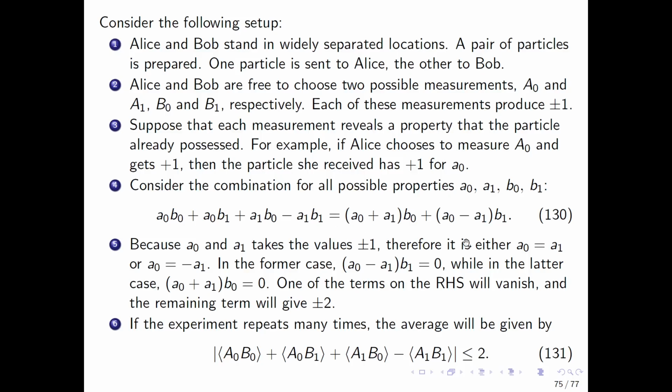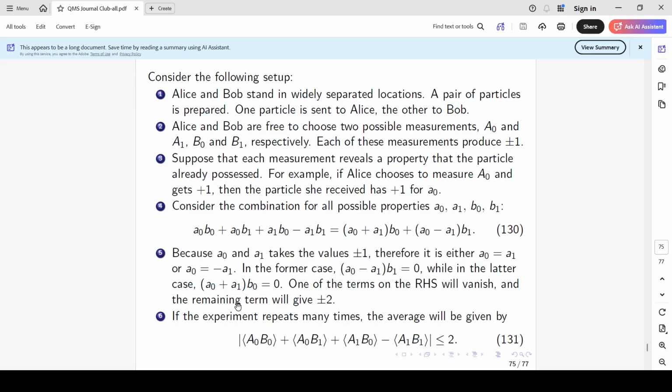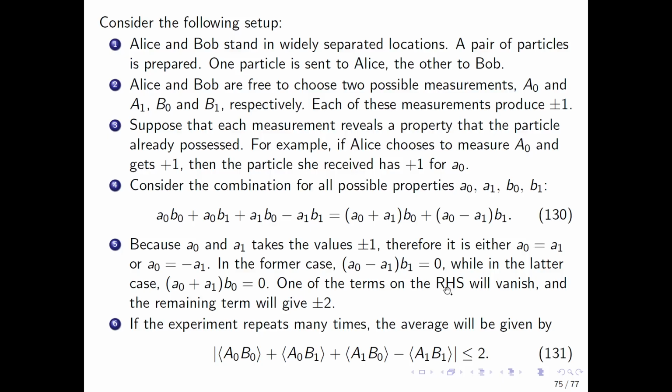So assume that A0 and A1 are the same. So you just try to consider all the different possibilities. Either A0 and A1 are the same, so both of them are +1 or both are -1, or one is +1 and the other is -1.